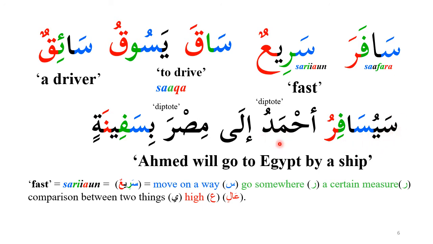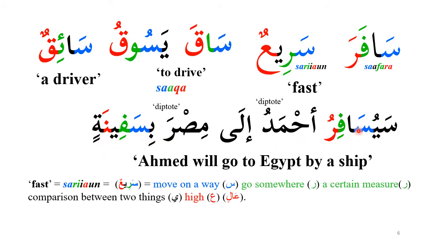Ahmed will go. Notice here this Ahmadu is a diptote, and so is Misra. So Ahmadun would be a mistake because it's a diptote, right? And Ila Misra, not Misri, because Misr, Egypt, is also a diptote. That's why it doesn't take a kasra. Bi safinatin, so this is a preposition. So this takes the double kasra because it's the tanwin. Bi safinatin, right? With safina.